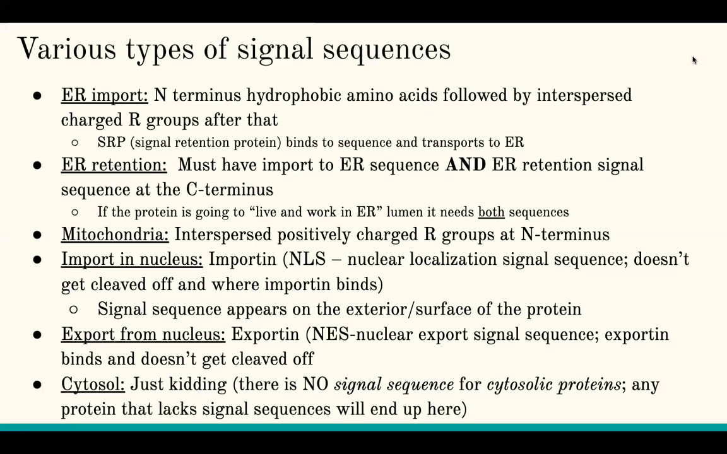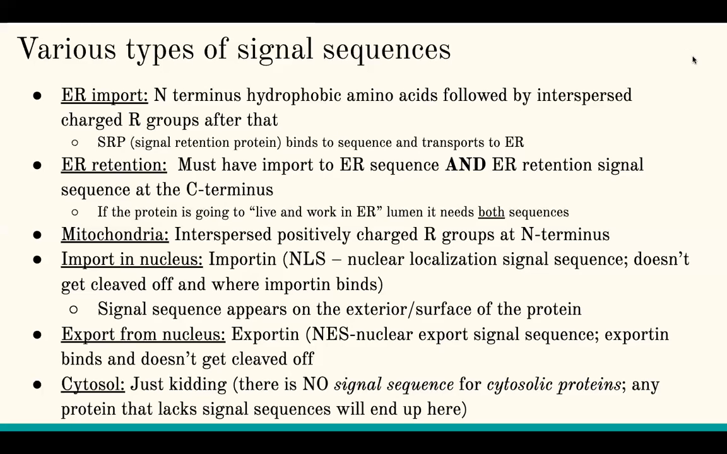And then for the ER retention sequence, you need this to stay in the ER. If you have a protein and your final destination is the ER, you need a signal import sequence, which is those hydrophobic amino acid residues, and then you also need a retention sequence. Otherwise, the protein's just going to keep going through the pathway. So that ER retention signal sequence is at the C terminus, and we talk about the properties of those amino acids in the next slide.